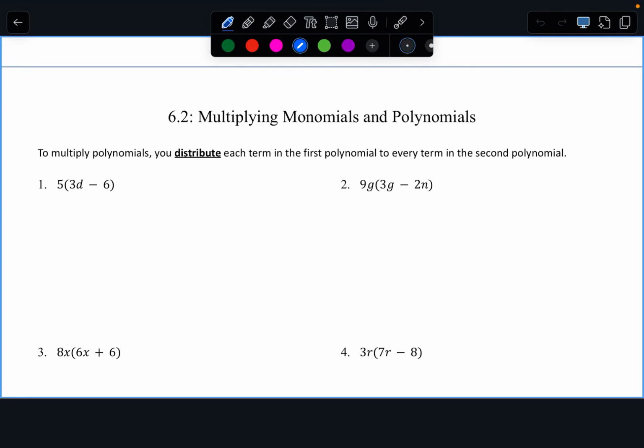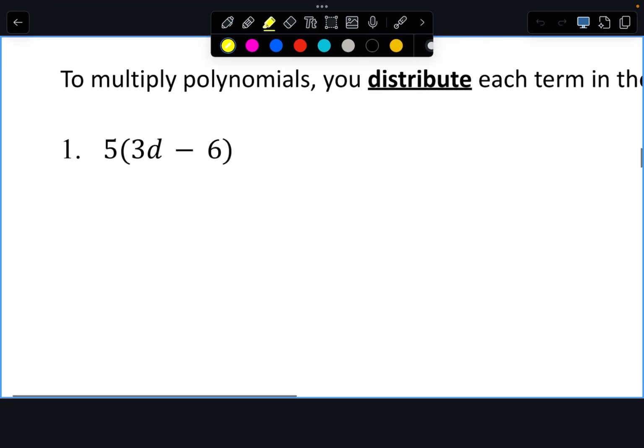All right, today we are doing 6.2. It's just multiplying monomials and polynomials. A monomial just means it's like one term. It could be a number, it could be a letter, it could be numbers and letters, but it's not anything being added or subtracted. So when we have something in front of parentheses and no sign in between the number or term and parentheses, it means we're going to take what's outside and distribute it to the pieces that are inside, which means we're multiplying.